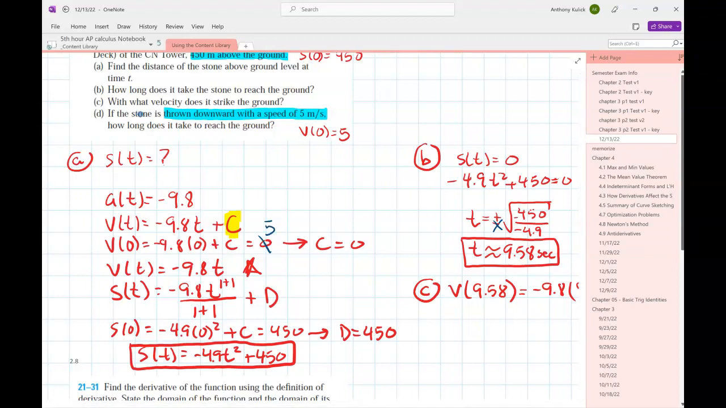So start the same way. The acceleration is negative 9.8. The velocity is negative 9.8t plus c, but to solve for c, instead of equaling 0, it's going to equal 5. And that tells me c is 5. So when I differentiate, I have plus 5t plus d.